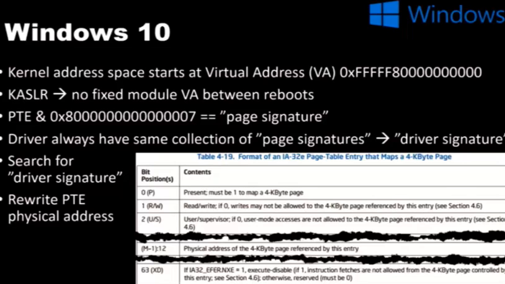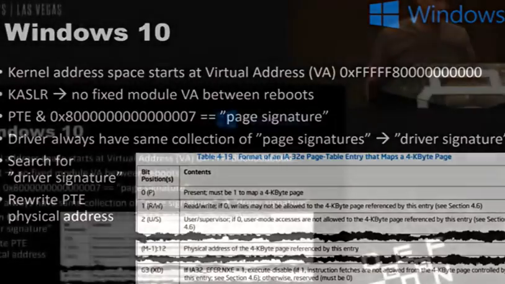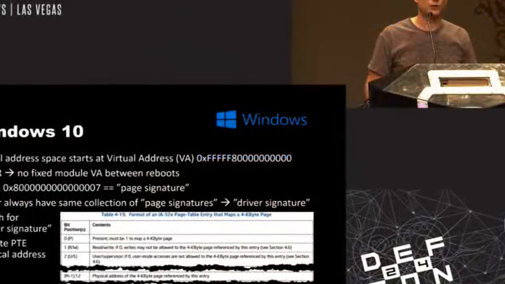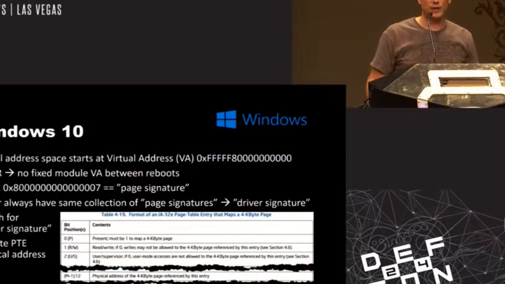If you have a look at the driver or the kernel itself, you can call that collection of page signatures a driver signature. So what I'm doing is searching for the driver signature by walking the page table. Once I find the correct driver to target, I locate the page and rewrite the physical address in the page table entry to a place below 4 gigs, which I can control over DMA.